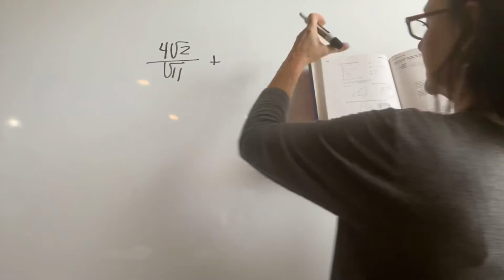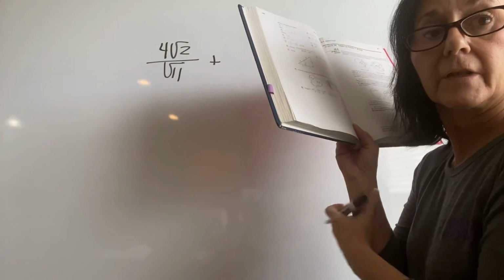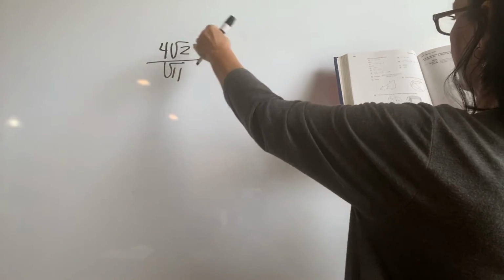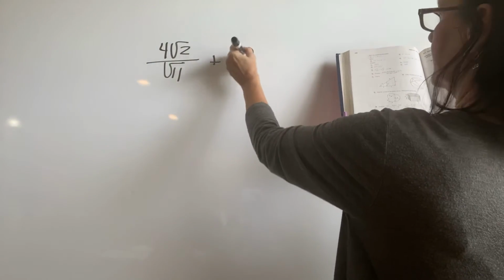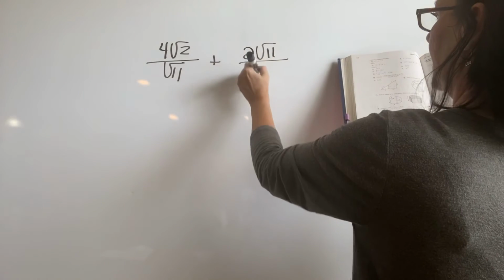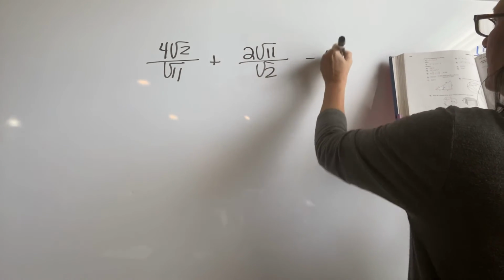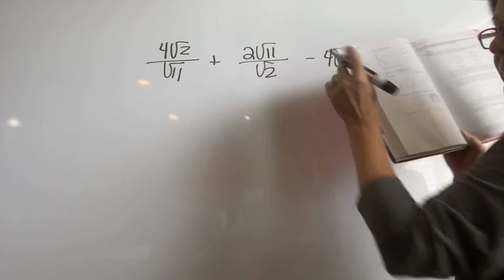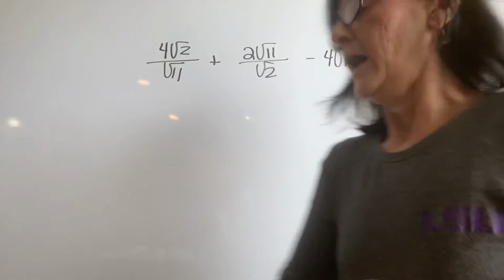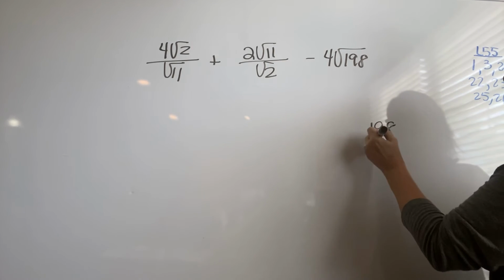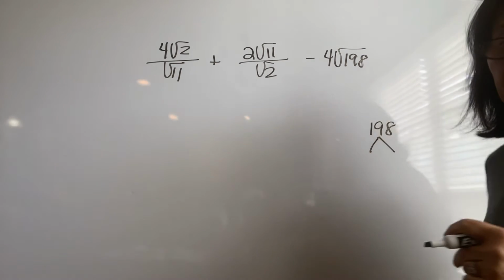I'm going ahead and separating that fraction, putting each term under the radical: the numerator under the radical, the denominator under the radical. This is 2 square root of 11 over square root of 2 minus 4 square root of 198. All right, I'm going to look at 198 and see if I can simplify 198.